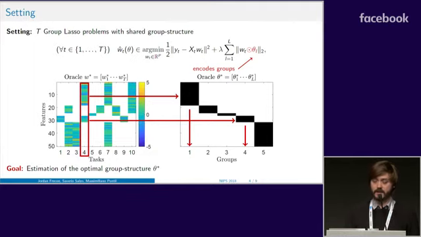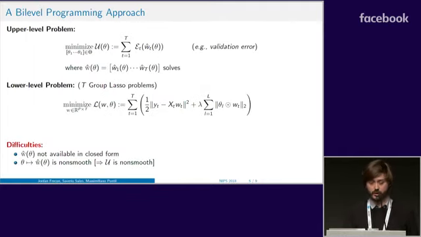To learn θ, we propose a bi-level approach. The lower level problem is made of the T group lasso problems, and the upper level problem permits us to select θ according to some criterion. For example, you could choose the validation error, so U of θ will measure how well your solution generalizes to new data. However, there are 2 main difficulties. First, W hat is not available in closed form, and also it is not a smooth function of θ.